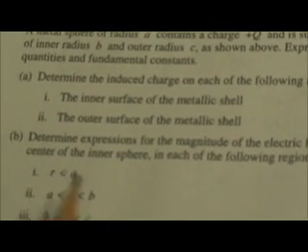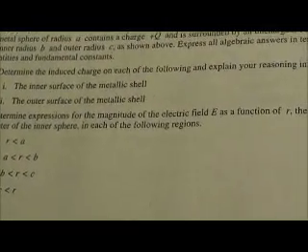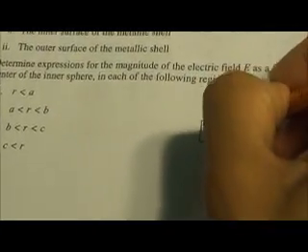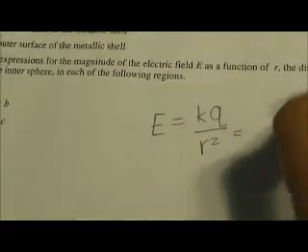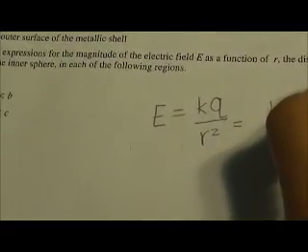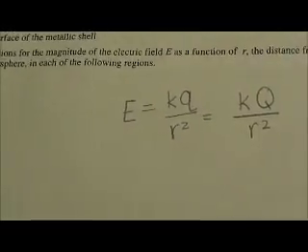Moving on to part B, determine expressions for the magnitude of the electric field E as a function of R, the distance from the center of the inner sphere in each of the following regions. Electric field E is equal to KQ over R squared. In this case, K is always a fundamental constant, Q is positive Q, and R squared is going to vary depending on the question part.